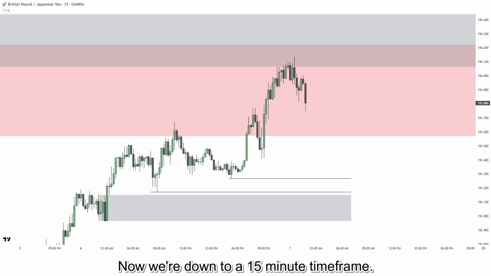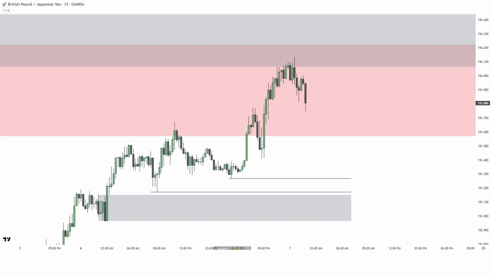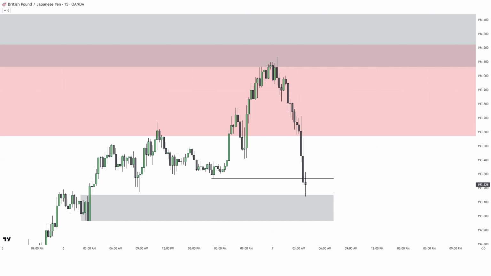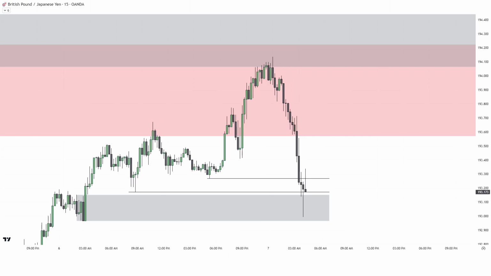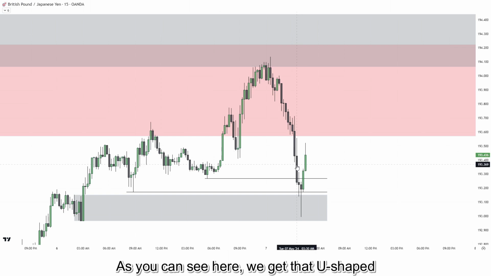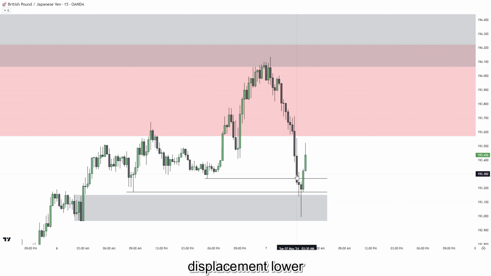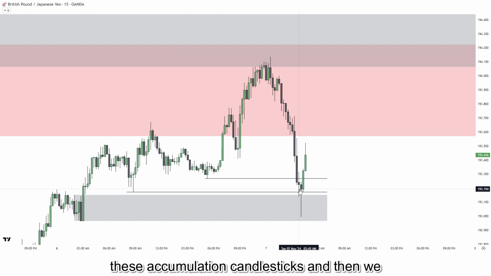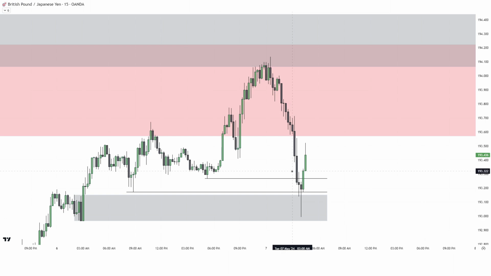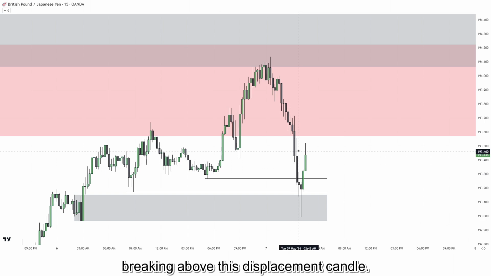Now we're down to a 15-minute time frame. We have the levels below us, and let's see how this plays out. Price then comes down, taps into that bullish order block. As you can see here, we get that U-shaped formation where we had that initial displacement lower, these accumulation candlesticks, and then we eventually saw this massive push to the upside, breaking above this displacement candle.